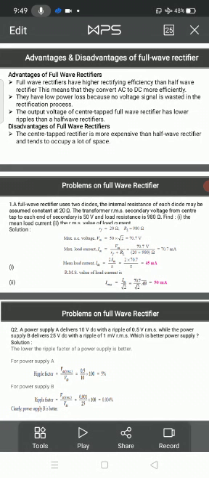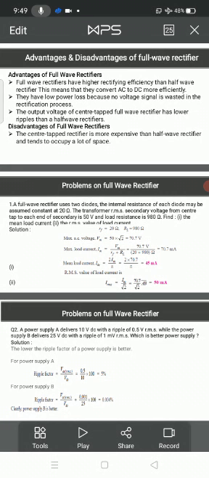See here, how many types of full wave rectifiers are there? There are two types: one is the center tap full wave rectifier and the second is the bridge type full wave rectifier. In the center tap full wave rectifier we use two diodes, and in the bridge type rectifier we use four diodes. The rectification efficiency of both is equal.